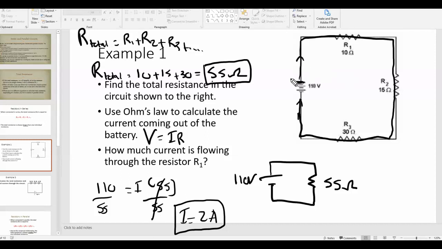Now the last question says how much current is flowing through the resistor R1. Current does not get used up in a circuit. I said this before, but in a series circuit, the current is the same through everything. So if 2 amperes comes out of the battery, that means 2 amperes goes through R1, 2 amperes goes through R2, 2 amperes goes through R3, and then 2 amperes goes back into the battery. It's the same current everywhere because there's no other path for the current to take. So the current flowing through R1 is the same as the current coming out of the battery, that's 2 amperes. Pause there if you need to look at example 1 some more.